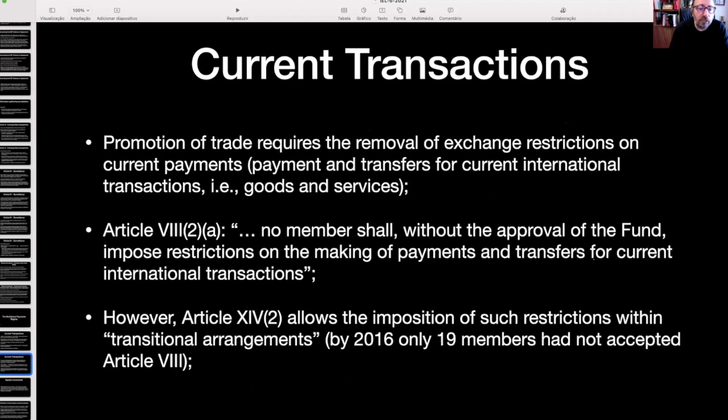Okay, so as you can see, Article 8, Paragraph 2, Proviso A, you cannot impose restrictions without the approval of the fund on payments and transfers for current international transactions. It is, however, allowed to have restrictions within transitional arrangements under Article 14, Paragraph 2. And so far, most members had accepted Article 8. When you accept Article 8, then you waive this Article 14. So, Article 8 really applies to the overwhelming majority of IMF members.